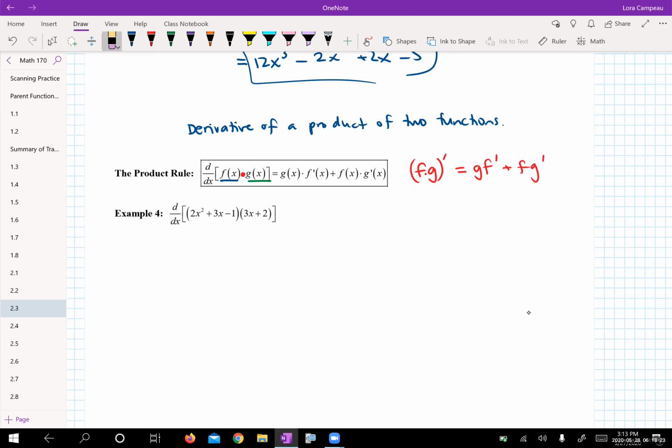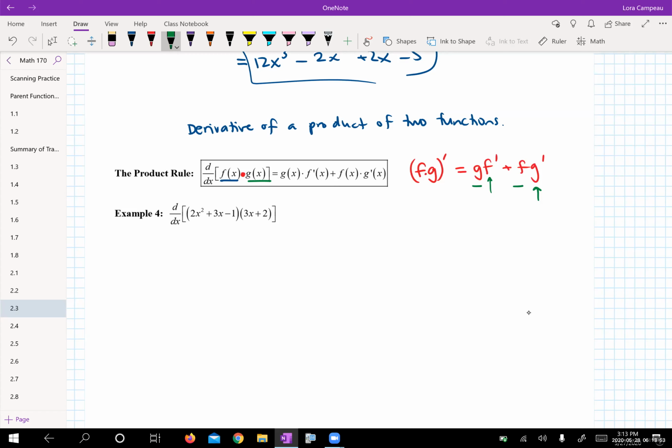So sometimes just saying it out loud, GF prime plus FG prime, or if you want to be really specific, we're looking at the derivative of a product of two functions is the second function times the derivative of the first plus the first function times the derivative of the second. So that's a lot of words for this notation.